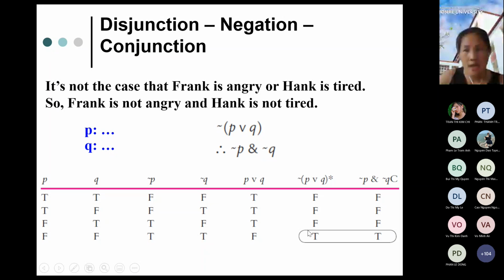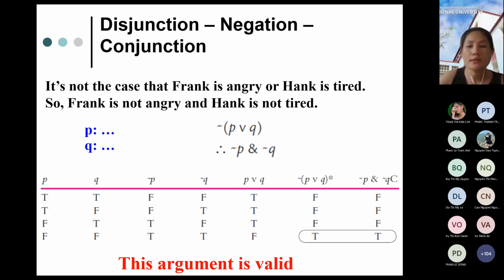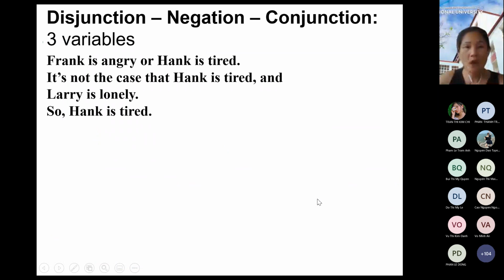And then, like you guys said, you check the last row. And this is the only row where you have premise true. So the conclusion is not false. Therefore, this is a valid argument. Okay. Now, practice with this one. 3 variables. You have conjunction, you have negation, you have disjunction.